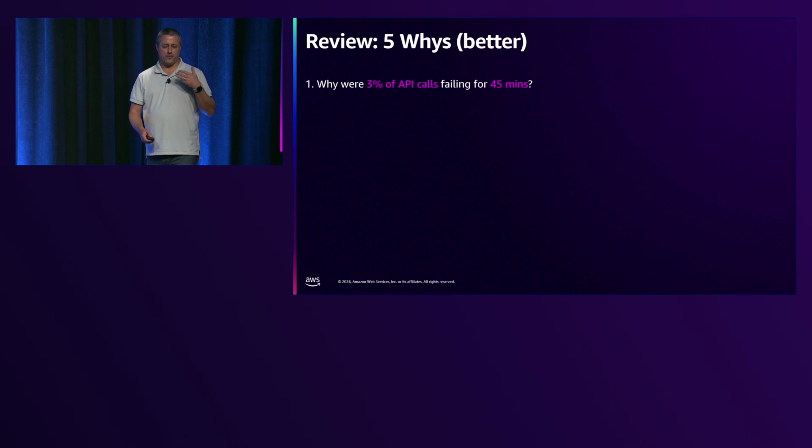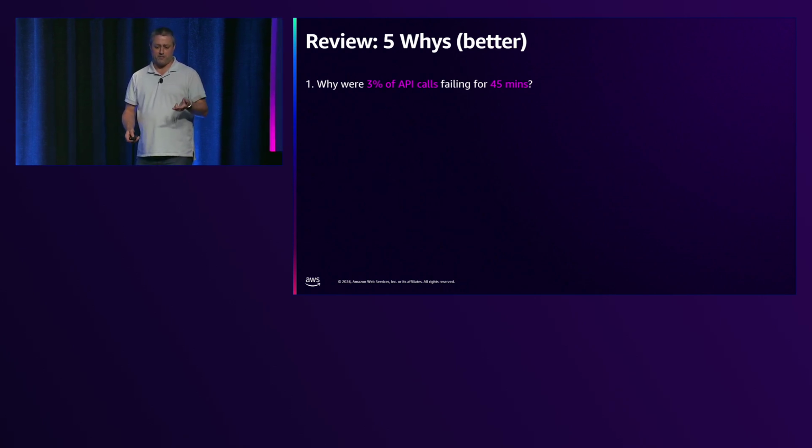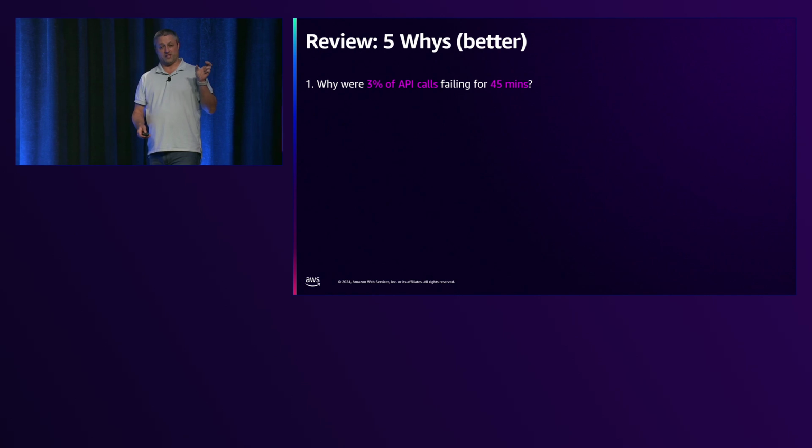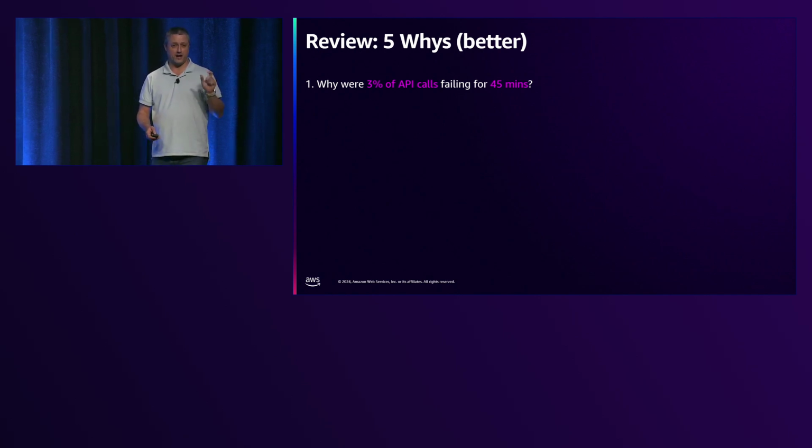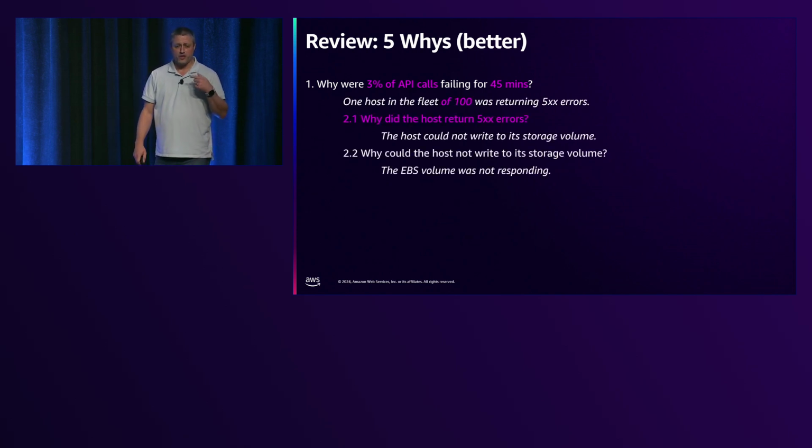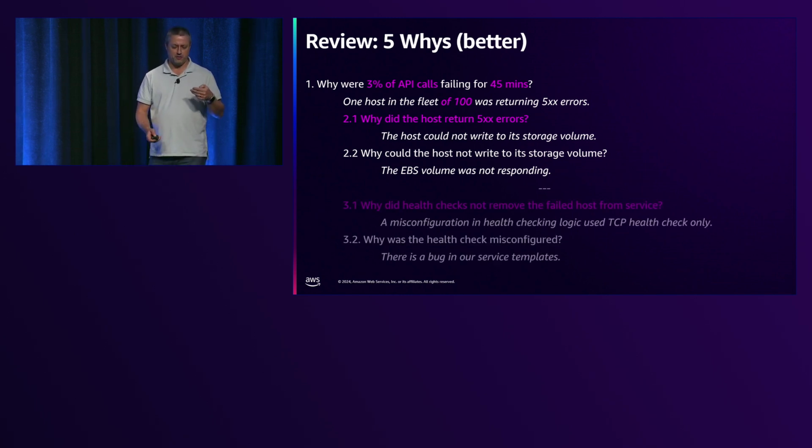So this isn't perhaps the best way you could do this, but a better approach. I'm adding a little bit more detail into the first question for a start. Nice and specific. Why were 3% of API calls failing for 45 minutes? And that's very deliberately to prompt ourselves to think a little bit harder. One host in the fleet of 100 was returning 500 errors. Okay, interesting. Why did the host return 500 errors? Okay, we're down the branch that we explored before. It's going to be a volume problem, fine.